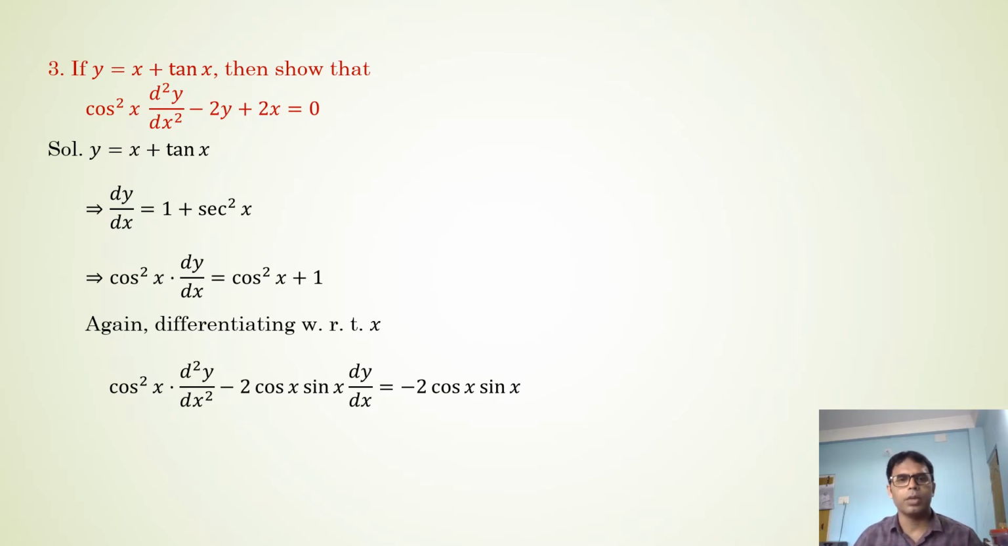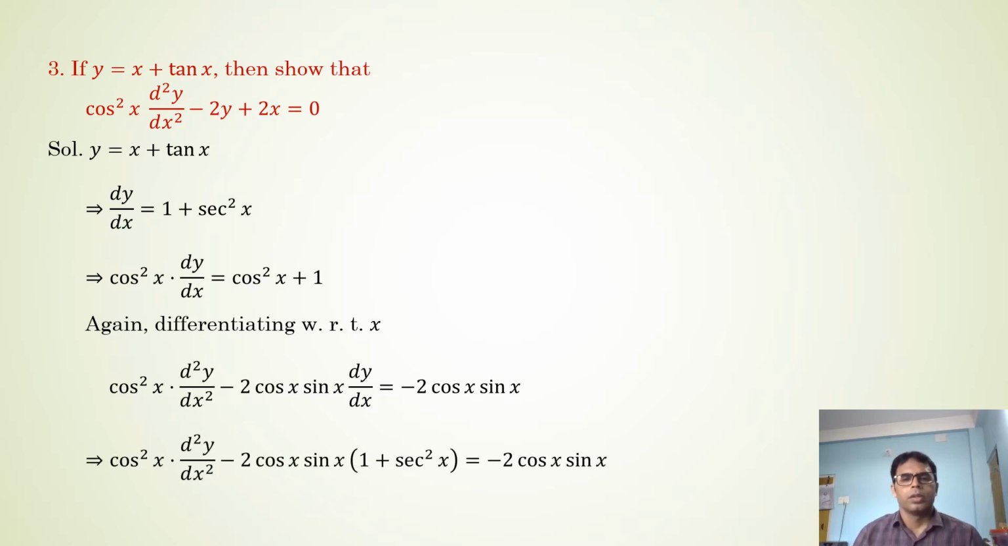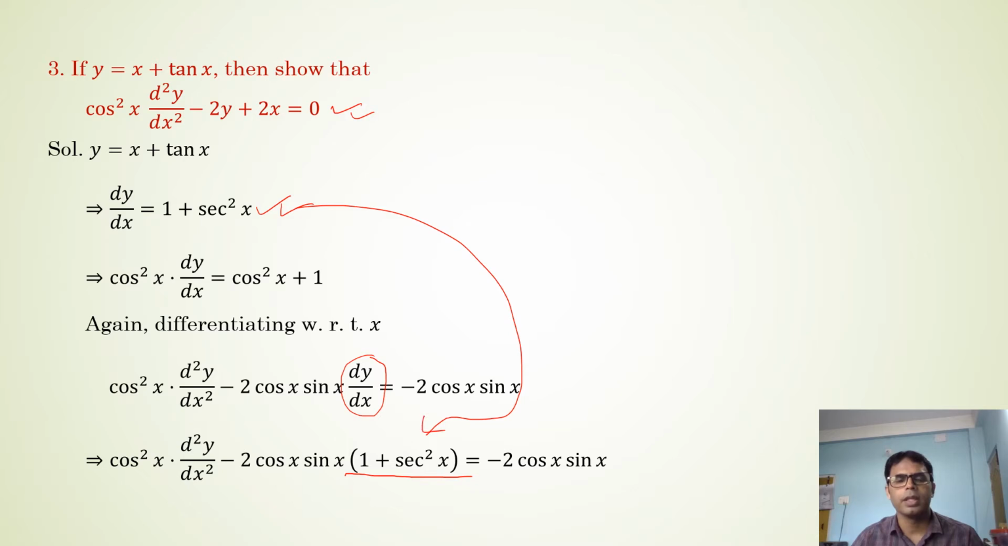Okay, so I am taking dy/dx common now. Sorry, this time you are to replace the value, because in the question you see the dy/dx term is to be replaced. Therefore this dy/dx has the value 1 plus sec square x, and that is used in this line. From here it is used here. So on the right hand side it is simply minus 2 cos x into sin x.